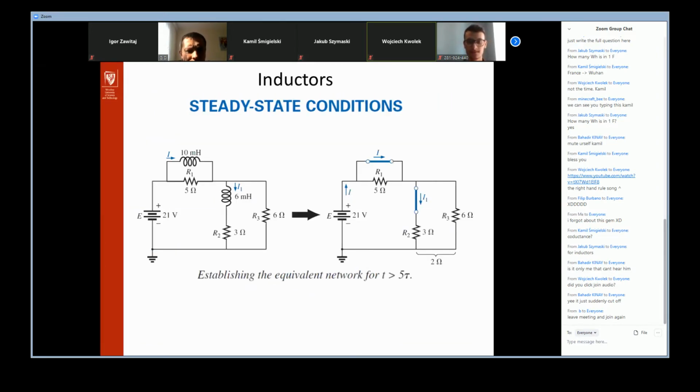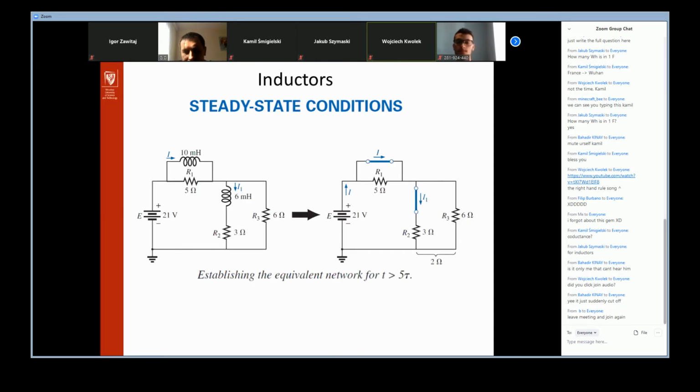Okay, so this is a very simple example of how we can consider electronic circuits in steady state which contain a coil, for example. As you see, this is a very simple electronic circuit. We've got two coils, some resistances, and the question is, how does our electronic circuit look after time equal to 5 tau? I mean, after steady state.